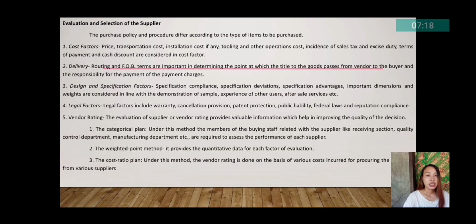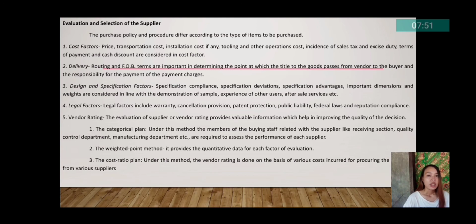Legal factor. The legal factors include warranty, cancellation provision, patent protection, public liability, federal laws, and regulatory compliance. So, we need legal factors to know the value of our product, and so that they can trust us.